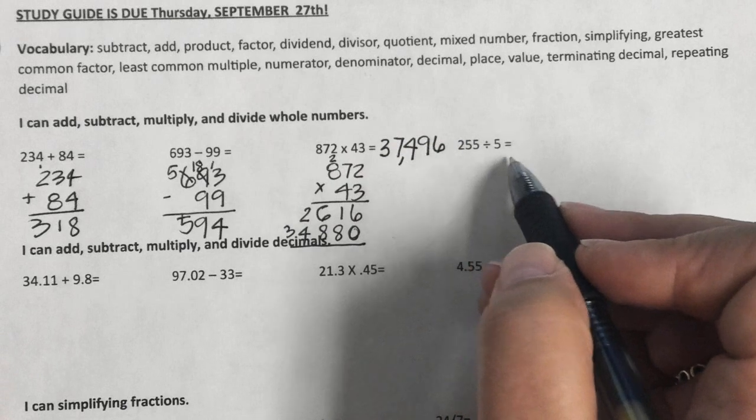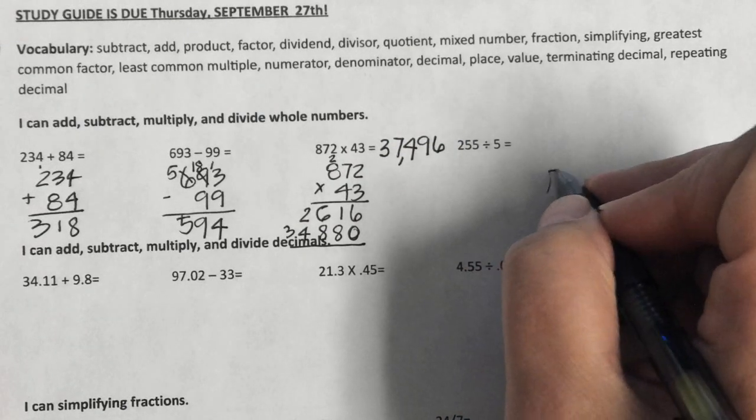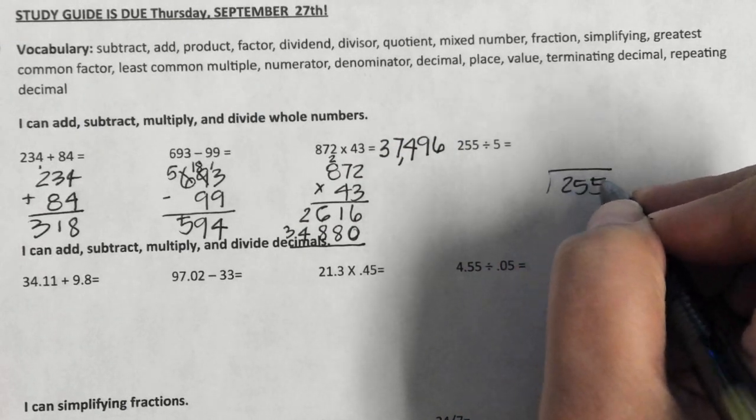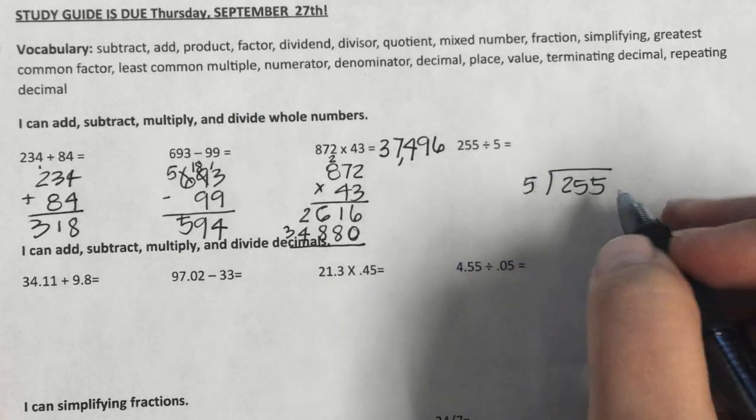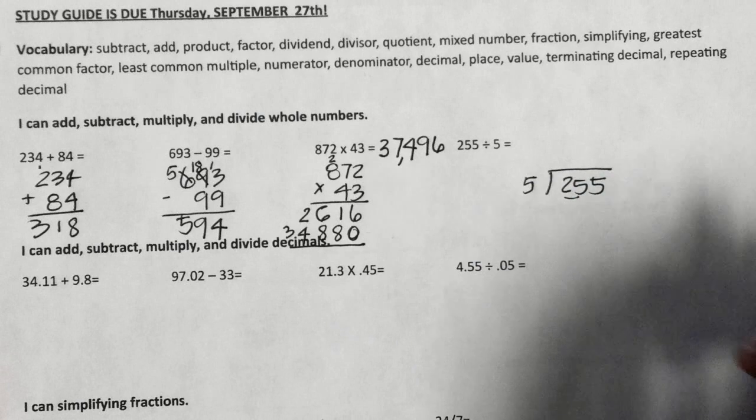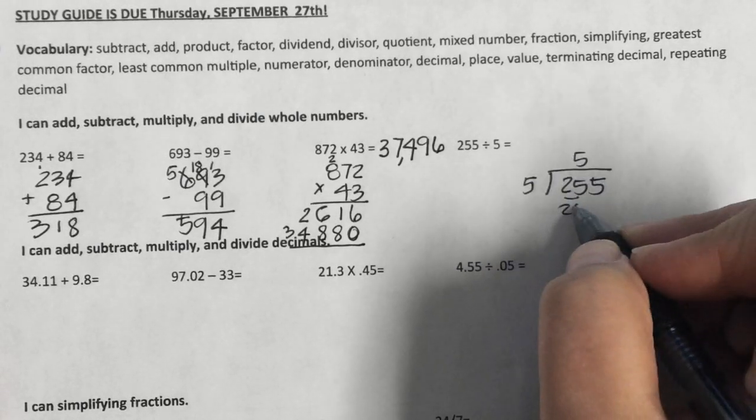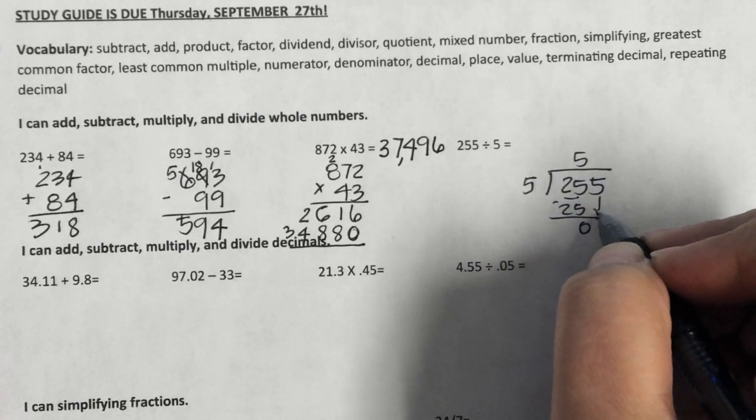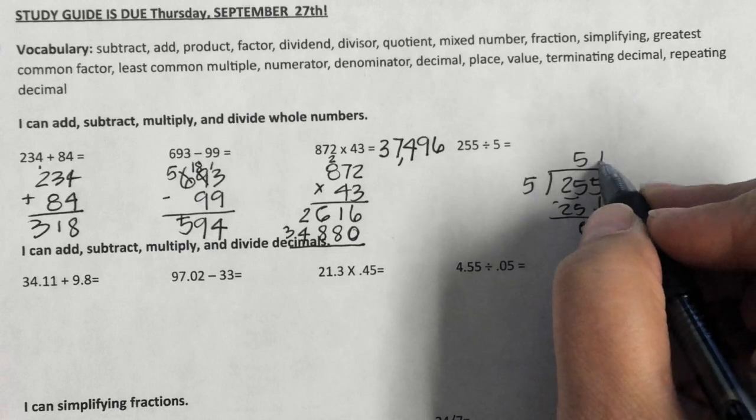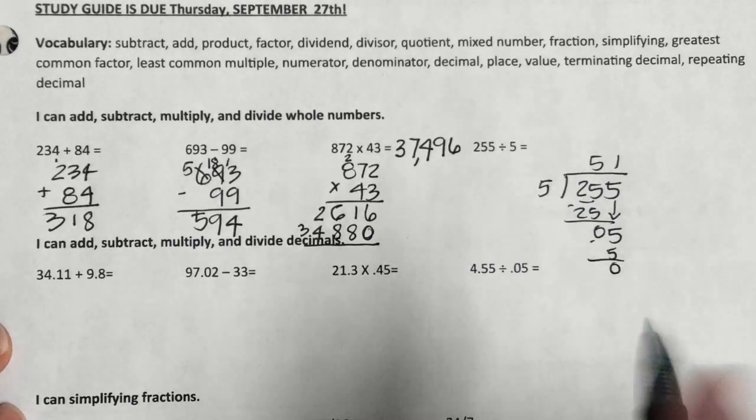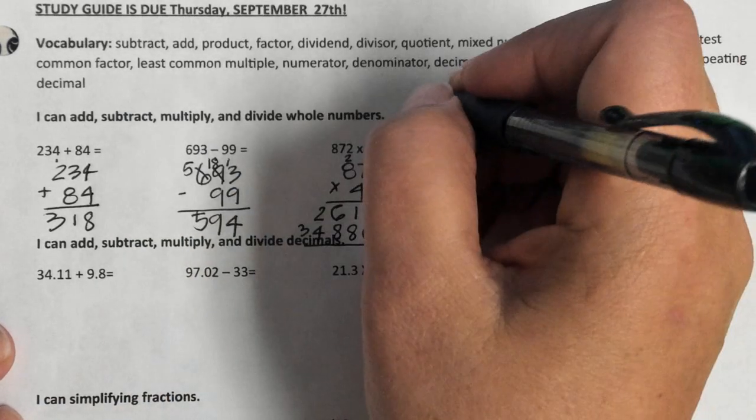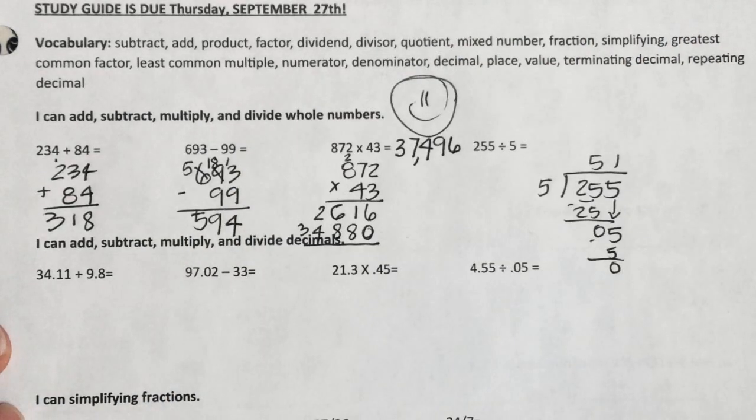Be careful, remember, when we are setting up division, the first number is always in the house, okay? So 255 divided by 5, how many times will 5 go into 25? 5 times. I have nothing left over, bring down my 5, 1 time, no remainder. Okay. So, add, subtract, multiply, divide whole numbers. We should feel awesome about that.